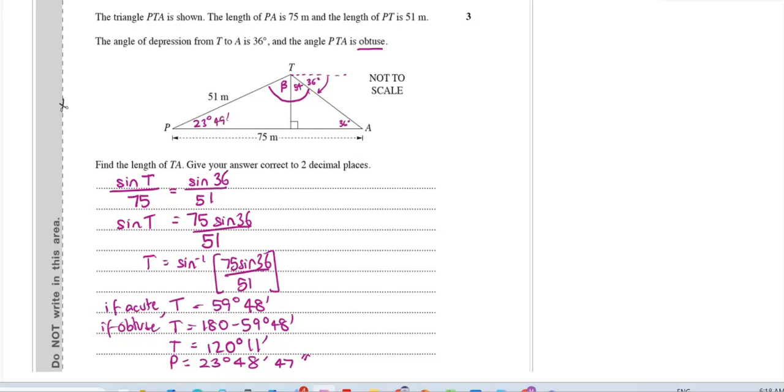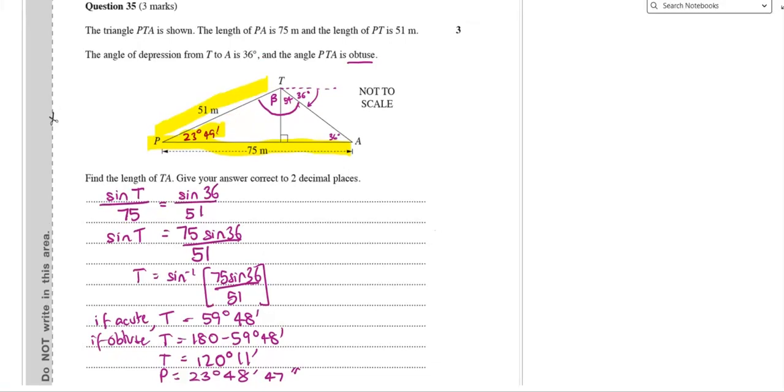I can now go ahead and use the cos rule because I've set it up so that I know one of the sides, I know the other side, and I know the included angle, and I'm looking for the length of TA. So this is a classic setup requiring me to use the cos rule. Okay, so let's go ahead and use the cos rule.